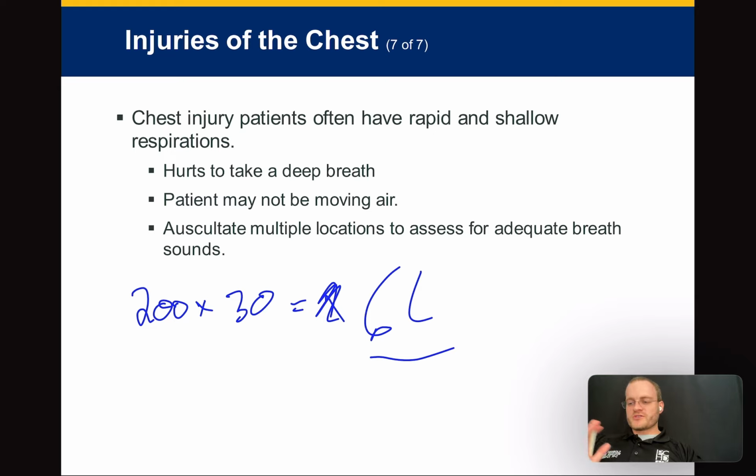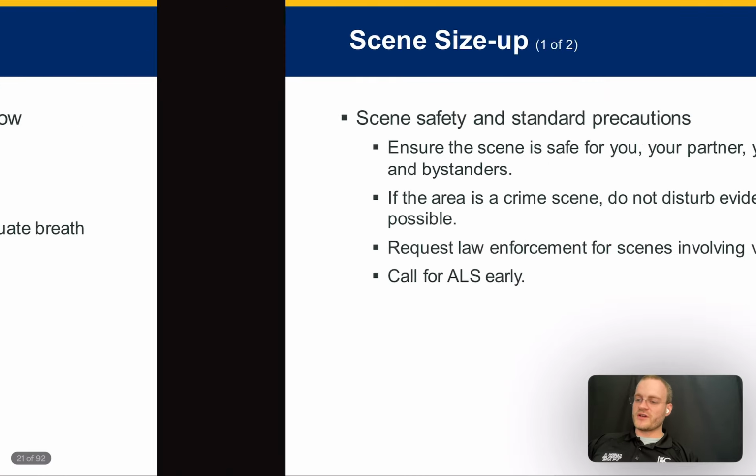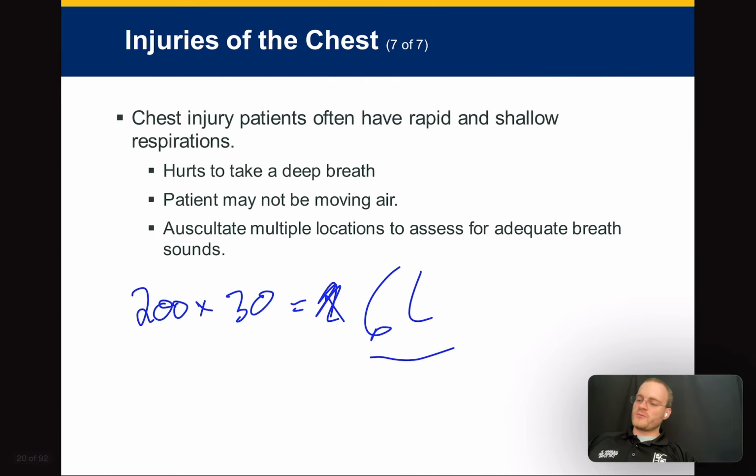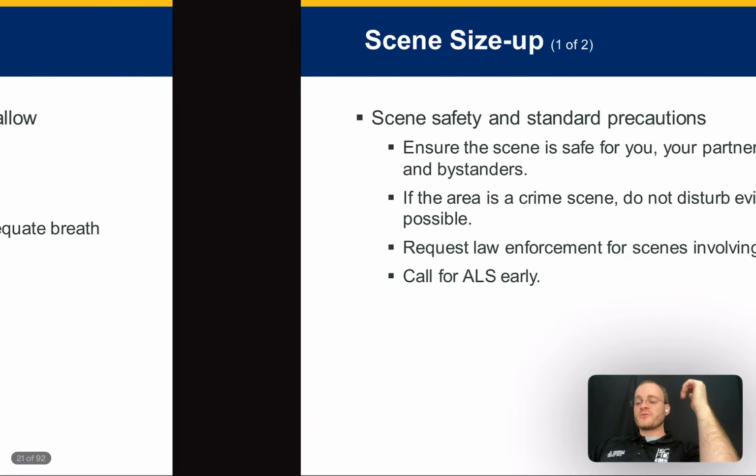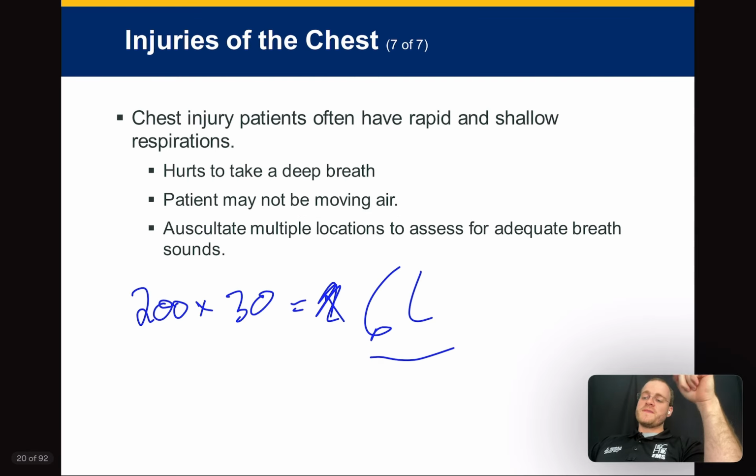So there are all these issues this can create, but you're going to want to auscultate multiple locations to assess for adequate breath sounds. And so this is why it's important that we don't just say, sounds good to me, right? You should really listen at the apexes, the middle, the bases, the axillaries, the back, the posterior, right? You should really listen in a lot of places when you're assessing chest injury, right? Really any patient, but especially chest injury. And this is why we listen to breath sounds on every patient, not just sick patients.